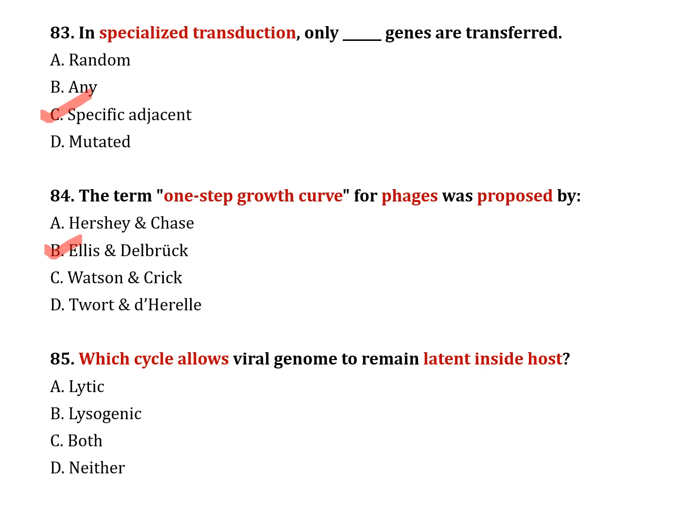The next question, number 85: Which cycle allows viral genome to remain latent inside the host? Option A, lytic; option B, lysogenic; option C, both; option D, neither. Correct answer is option B, lysogenic.